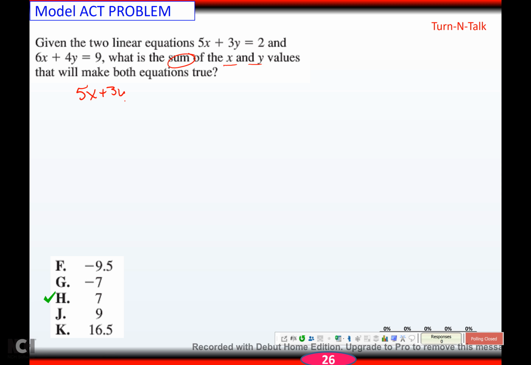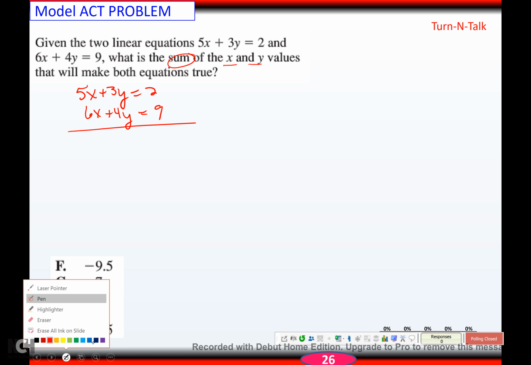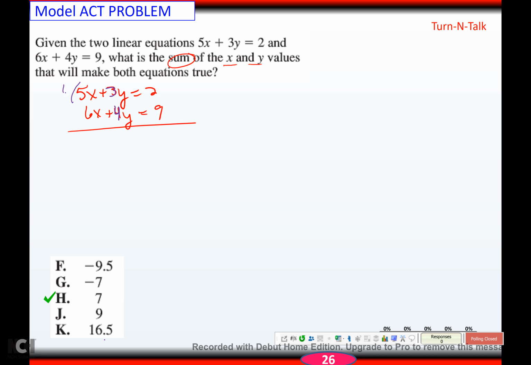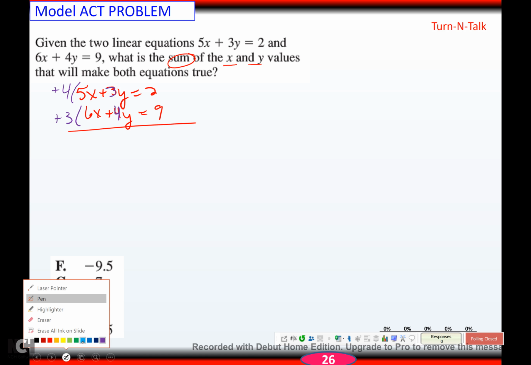Me personally, I like to line them up and use elimination. So I'm going to eliminate the y's. If I'm going to eliminate the y's, then positive 4 goes up, positive 3 comes down. Alright, but since the signs came out the same, I need to make them different. So I'm going to make this bottom negative instead of positive.